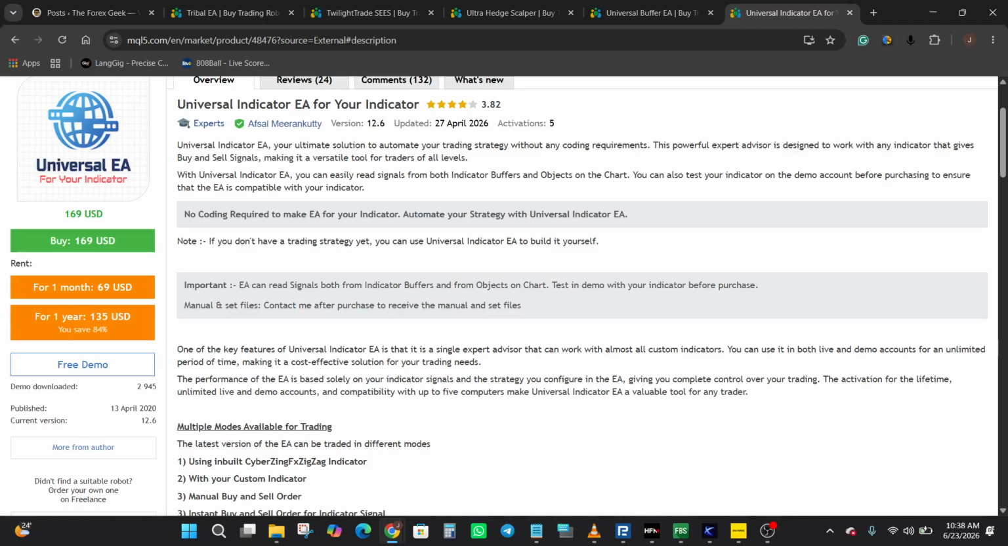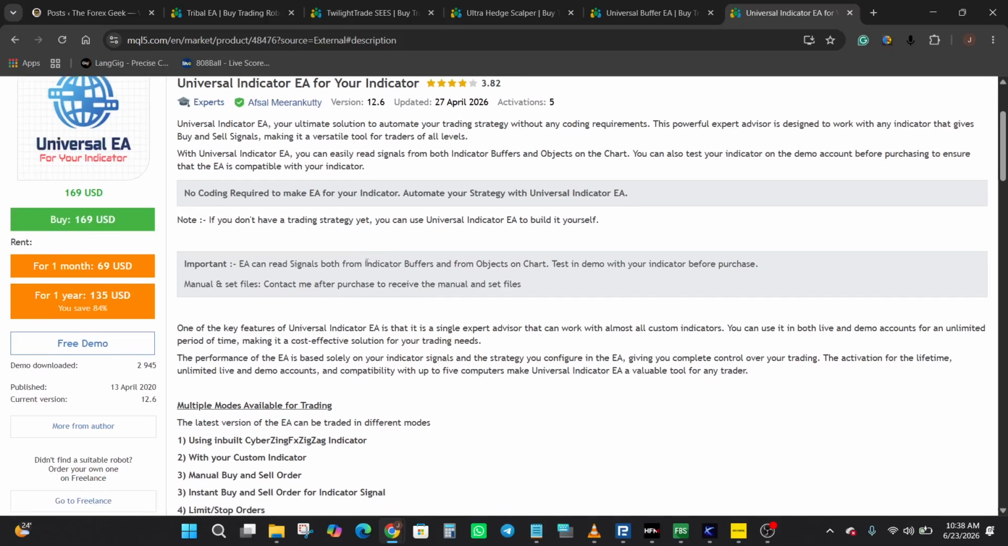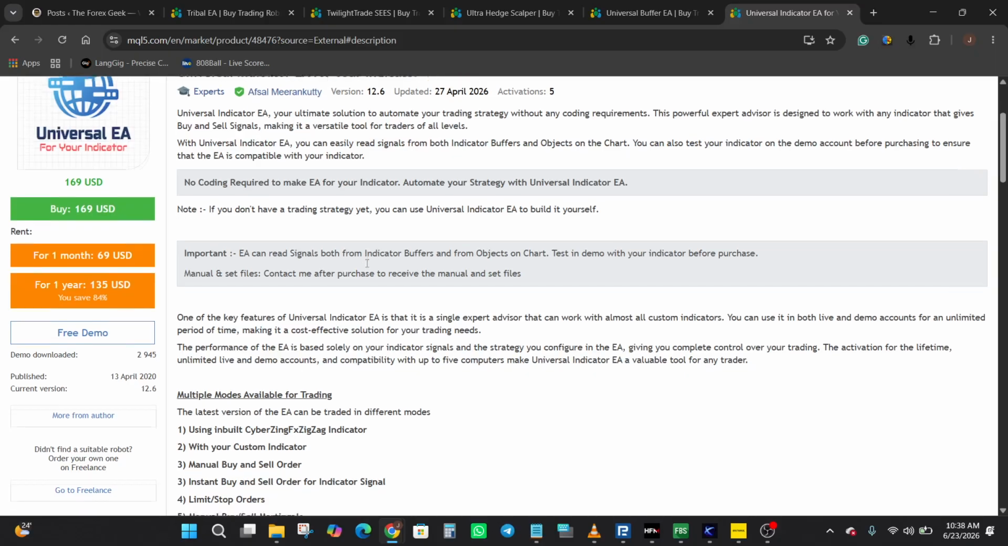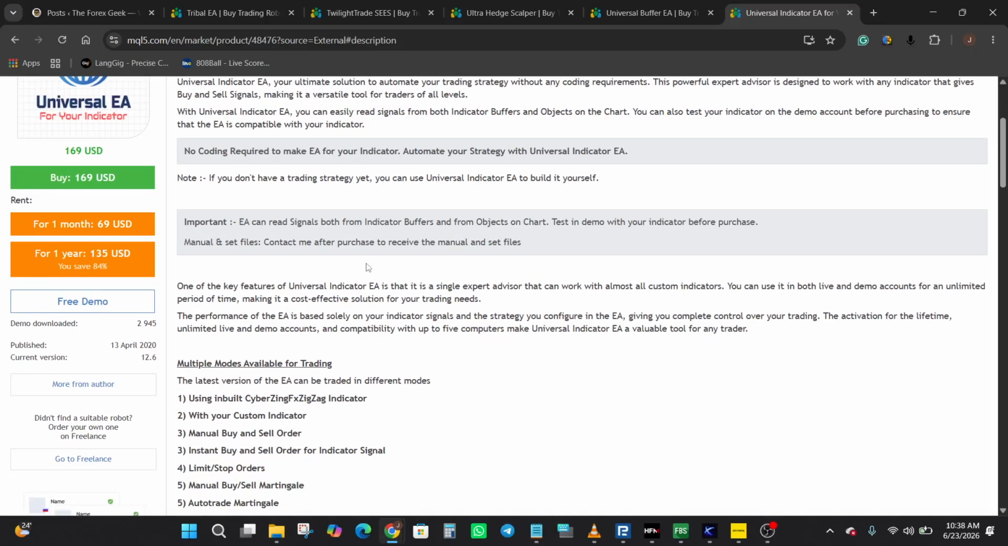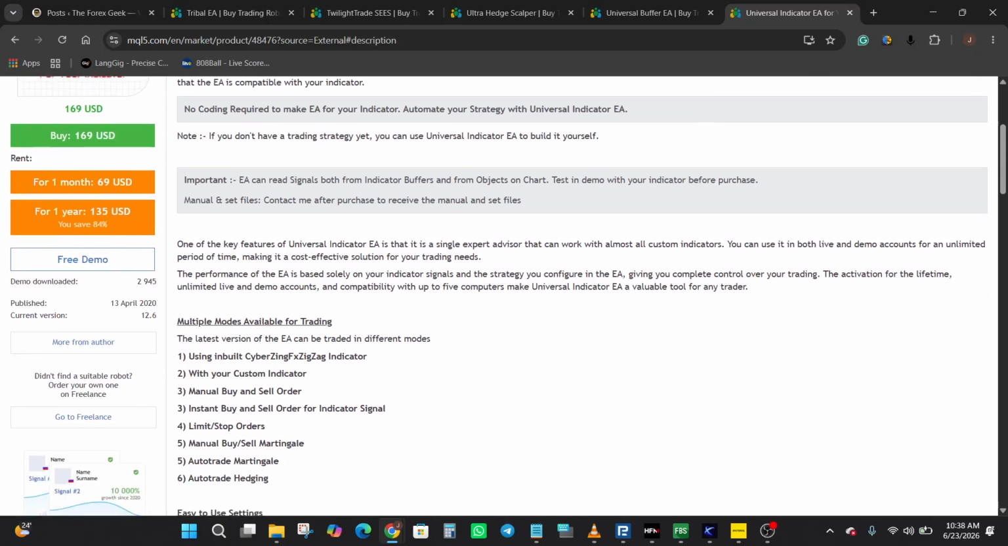One of the main ideas behind this product is flexibility, right? According to the developer, the EA can read trading signals from both indicator buffers and objects displayed on the chart. The marketplace description specifically recommends testing the EA with your chosen indicator on a demo account before purchase to confirm compatibility. As I continue through the description, the developer emphasizes that the EA can work with almost all custom indicators and can be used on both live and demo accounts. However, it's also clearly stated that the trading performance depends entirely on the indicator signals being used and the strategy configuration selected by the trader.